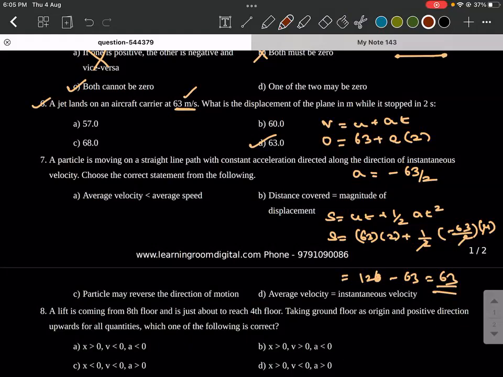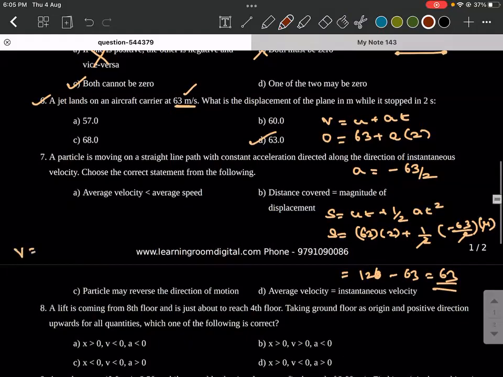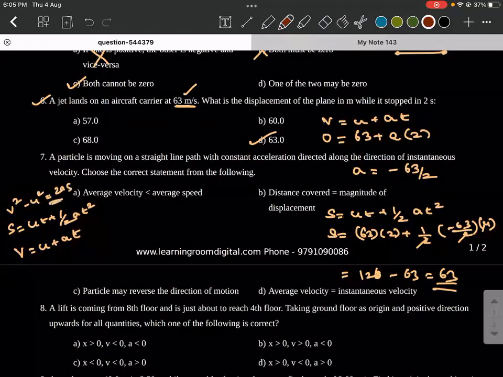Are you able to understand? I know some of you have not learned this, but I'm using the basic kinematic equations. There are 3 equations, you know them, right? V is equal to U plus AT. You would have learned this in your lower grades. S is equal to UT plus half AT square. V square minus U square is equal to 2AS. So these are the 3 equations.